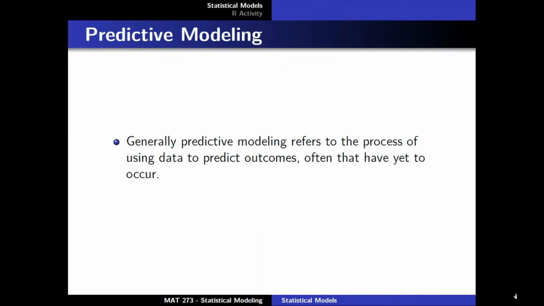So in this course, we're going to talk about statistical models and predictive modeling in general. Predictive modeling refers to the process of using data to predict outcomes or variables, often that have yet to occur. In practice, we're typically trying to forecast or estimate something that's unknown, be it unknown now or unknown because it's in the future. We can use data collected on past events to do this effectively.